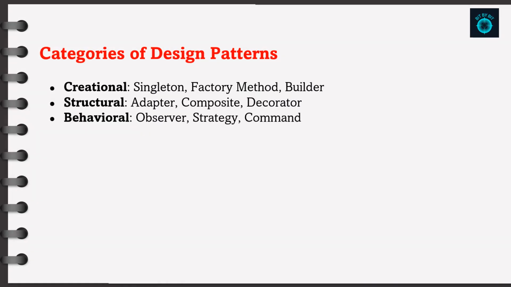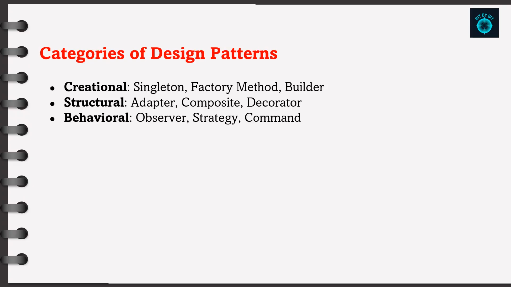Categories of design patterns. Now let's look at examples from each category of design patterns. Creational patterns include the Singleton pattern, used to ensure only one instance of a class exists. The factory method, which provides a way to create objects without specifying the exact class. And the builder pattern, which separates object construction from its representation.